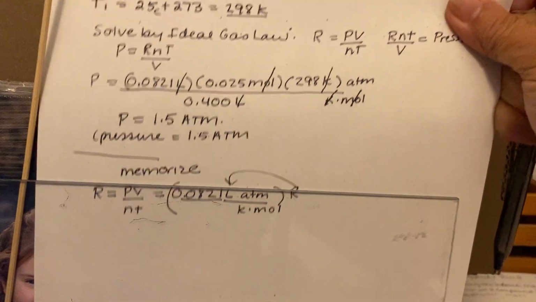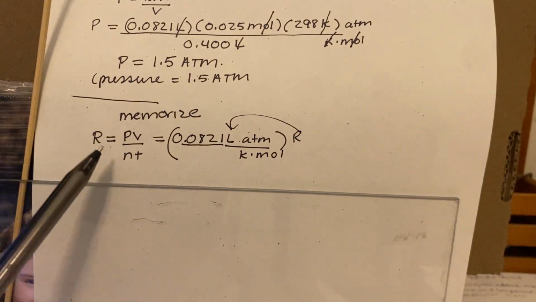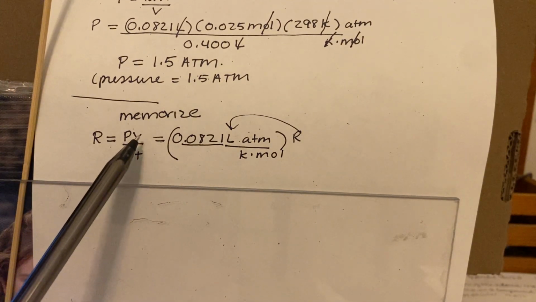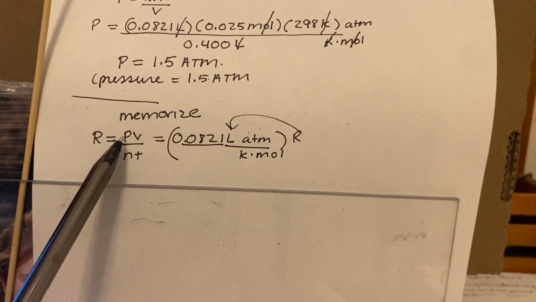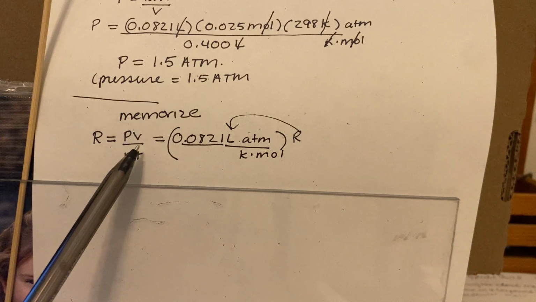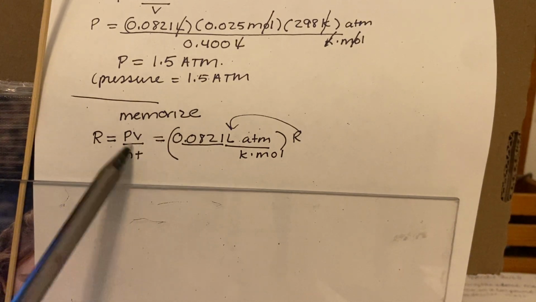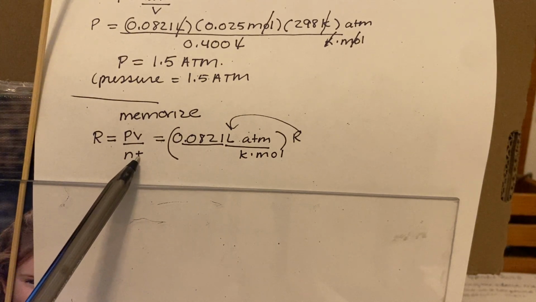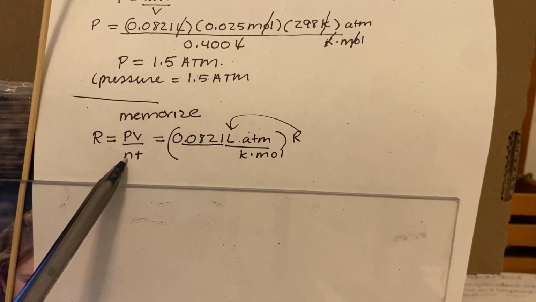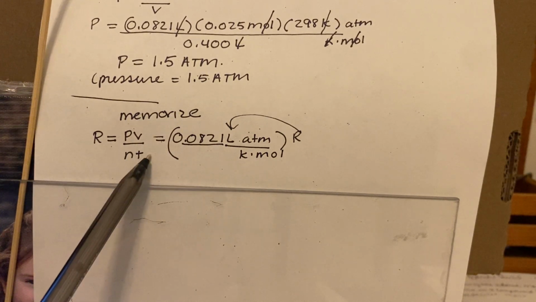So I have here to always memorize this, and you'll be able to do these hard problems. R equals pressure and volume on the top, because pressure and volume on the top is kind of like Boyle's law. What is Boyle's law? Temperature is on the bottom because temperature is going to be directly, so temperature is going to be on the bottom, and the N is going to be on the bottom too. So we have pressure, volume, moles, and temperature like that.